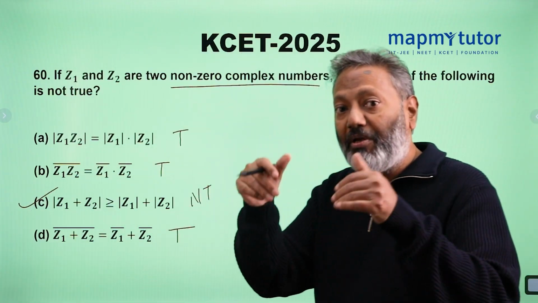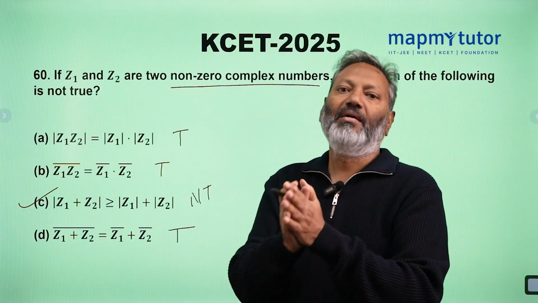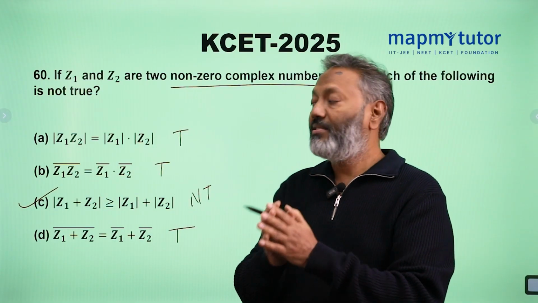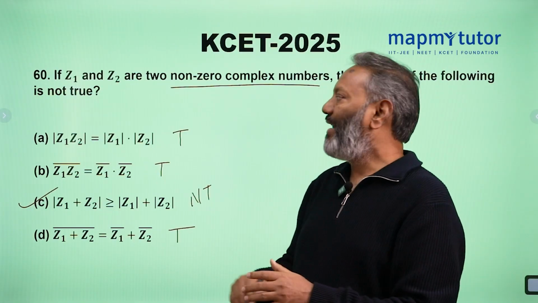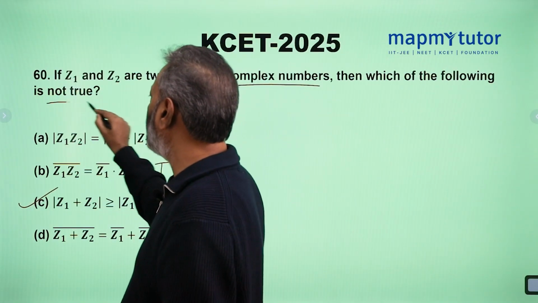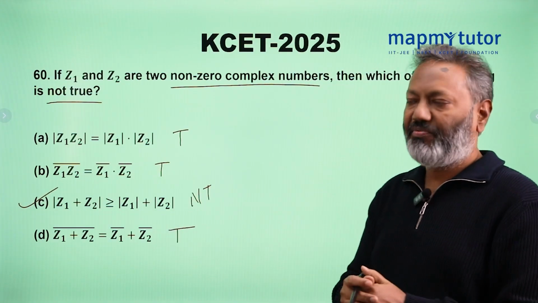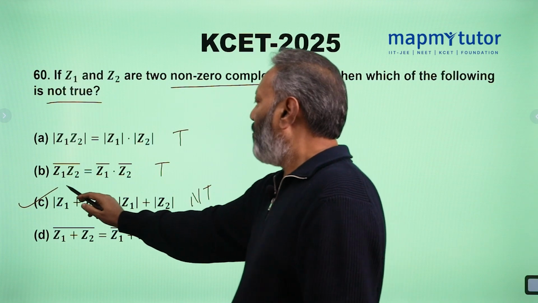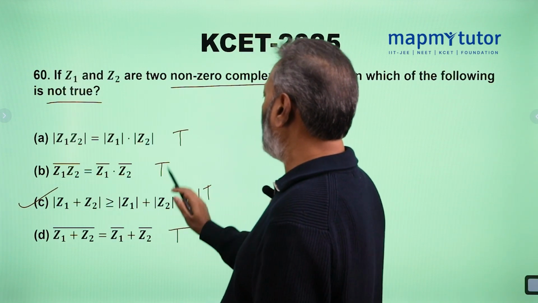So, without knowing what is there in the third option, I can select option 3 as the answer for me. Why? Because A, B, D are true statements, and I want the not true statement. Therefore, my answer is C. But we need proper explanation for that. So, what is that? Mod of Z1 plus Z2 greater than or equal to mod Z1 plus mod Z2.